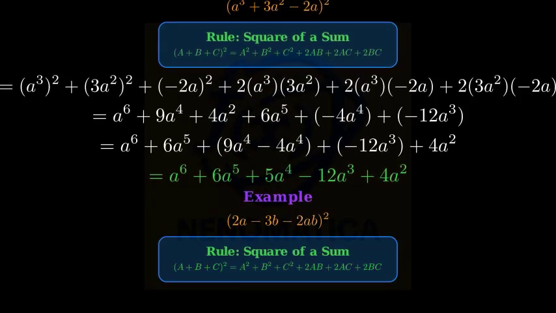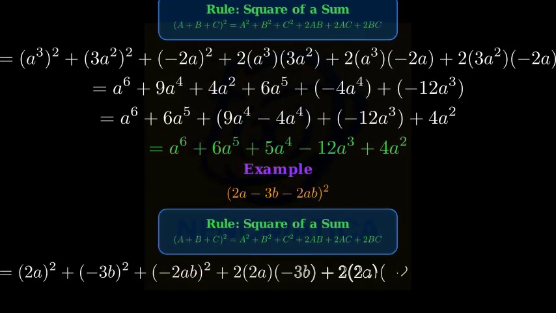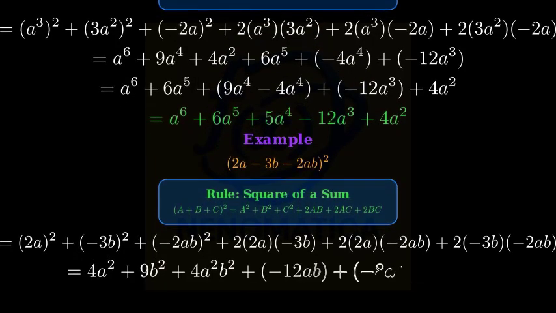We want to expand the expression (2a minus 3b minus 2ab) all squared. Again, we'll use the square of a sum formula, but this time with 3 terms. For this example, let's identify a equals 2a, b equals negative 3b, c equals negative 2ab. Now we'll apply our formula. A squared plus b squared plus c squared plus 2 times a times b plus 2 times a times c plus 2 times b times c. Now let's evaluate each term.